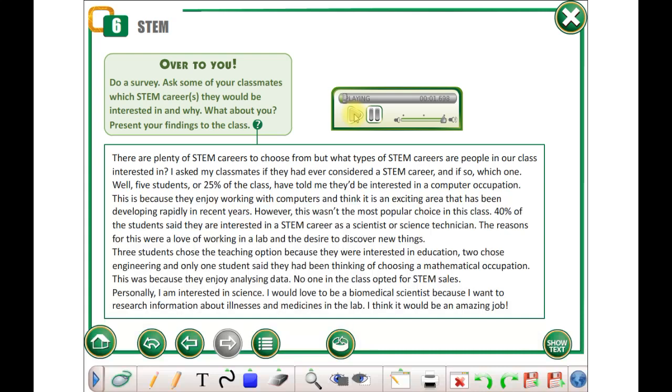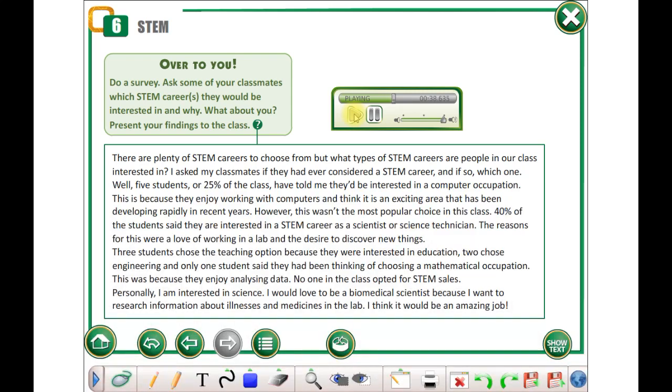There are plenty of STEM careers to choose from, but what types of STEM careers are people in our class interested in? I asked my classmates if they had ever considered a STEM career, and if so, which one? Well, 5 students, or 25% of the class, have told me they'd be interested in a computer occupation. This is because they enjoy working with computers and think it is an exciting area that has been developing rapidly in recent years. However, this wasn't the most popular choice in this class.